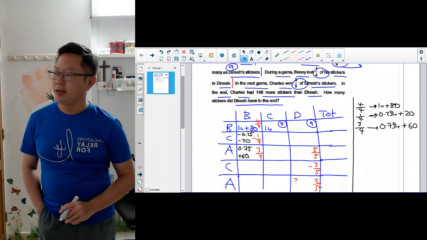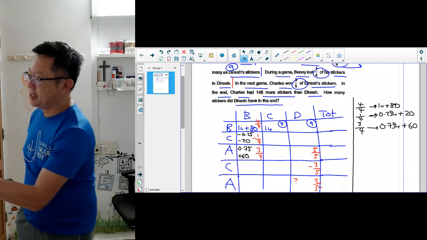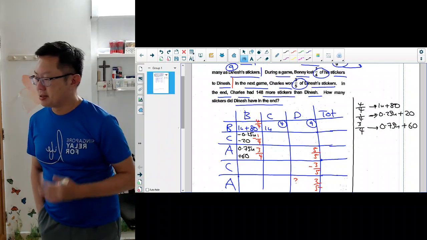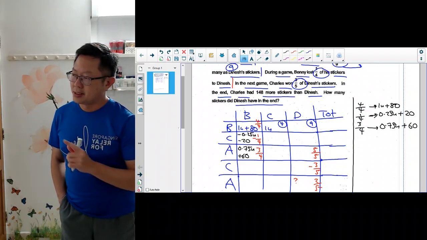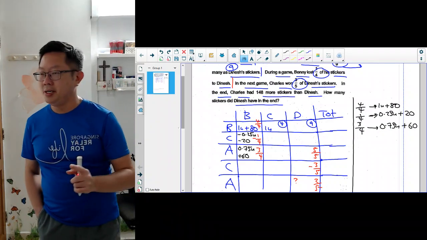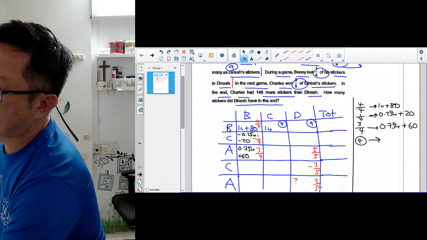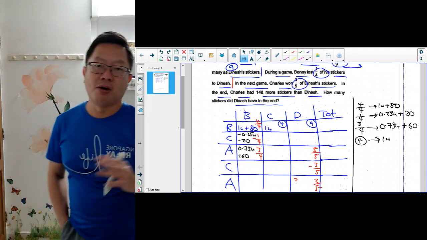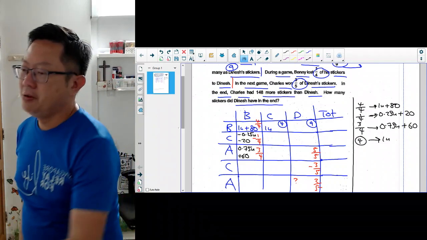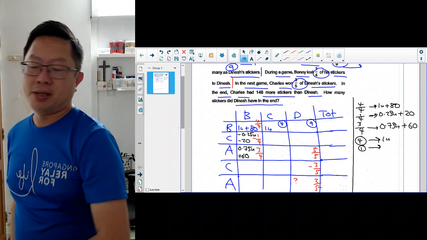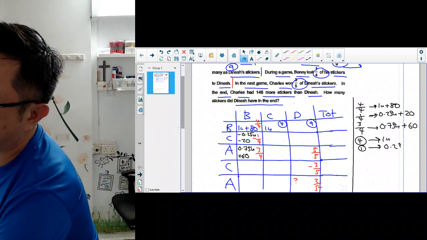Okay, by the way, please put the units there. Okay, then you look at Charles. Can you see in the same box, there's a 4 and there's a 1 unit? So it means that 4 is 1 unit. Then you find 1 time, which is 1 divided by 4. That will be 0.25 unit.